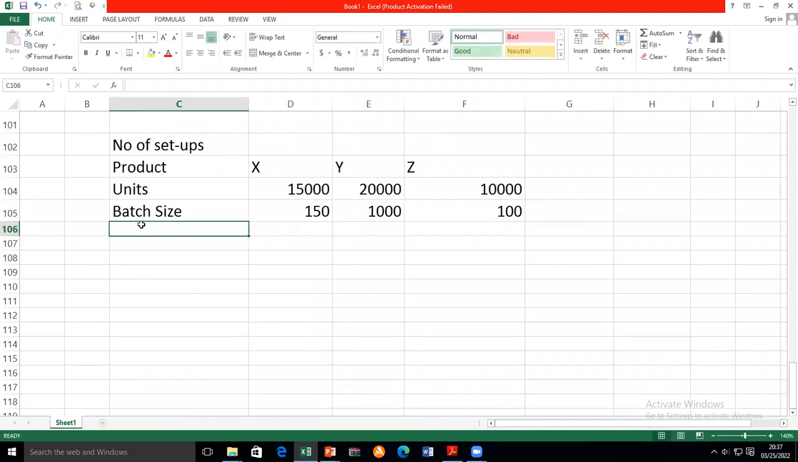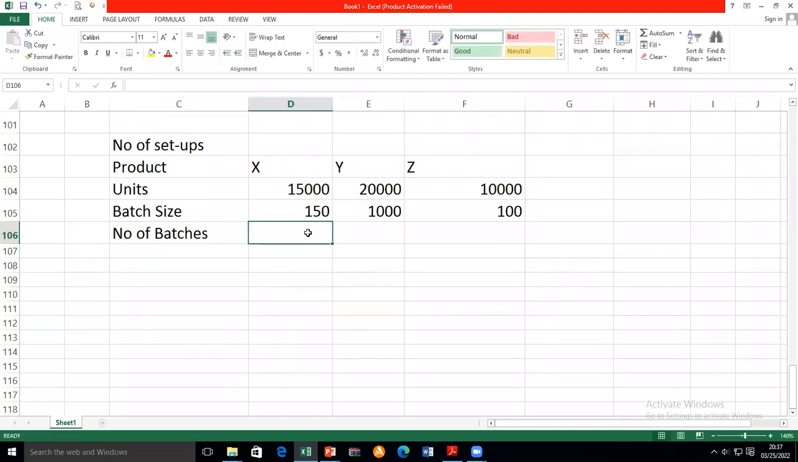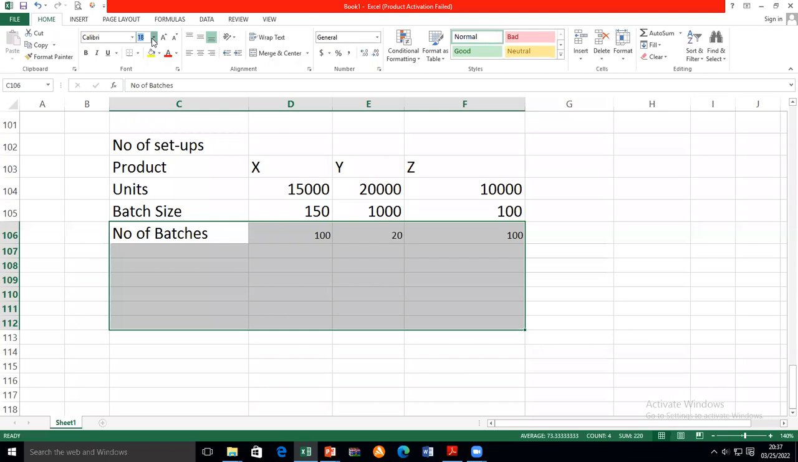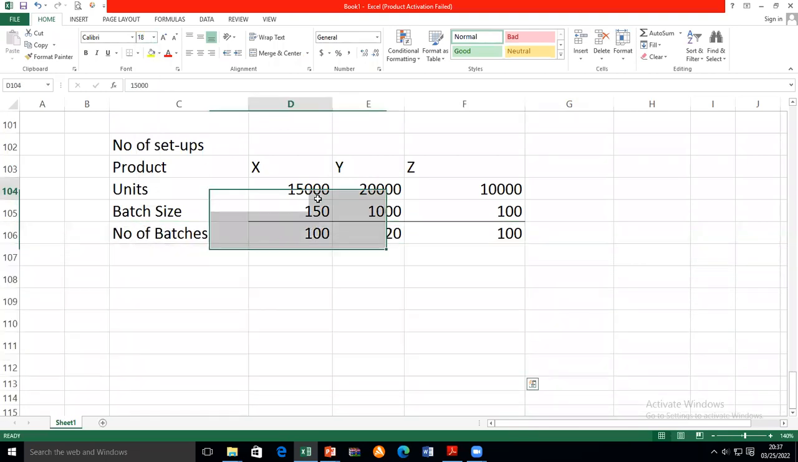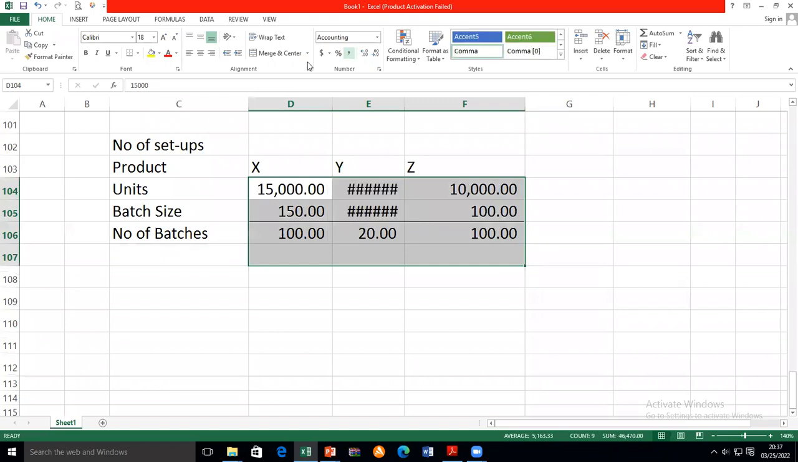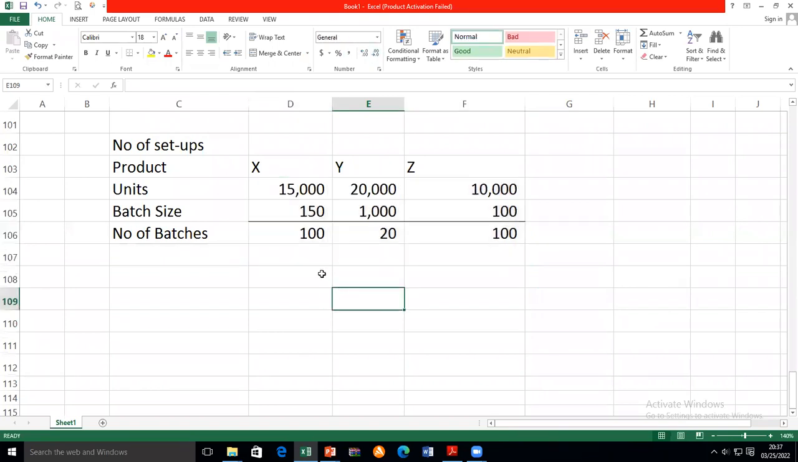So the number of batches, now this is where there is work, eh? I'm sure you can see that. For the number of batches, you say it's that divided by that. That gives you the number of batches. What have we done? We have divided. What did we divide? The volume divided by batch size. That gives the number of batches.